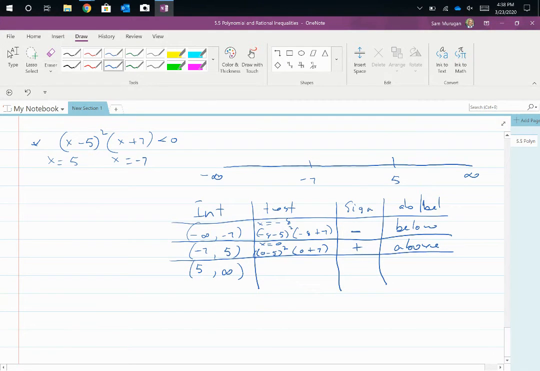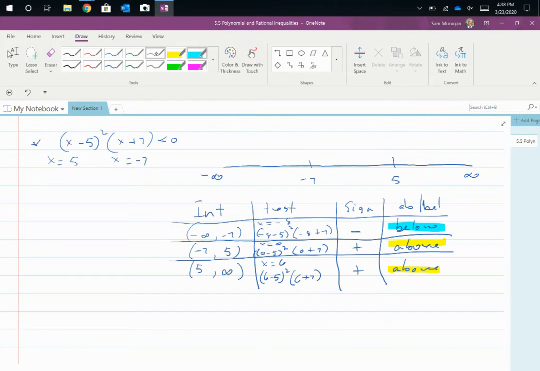And then test a number that's greater than 5, so perhaps x equals 7 or 8 or 6 or whatever you want to choose. I'm just going to go with a number that's right above. So 6 minus 5 squared times 6 plus 7, which is also a positive number, so it's above the x-axis. So we have below, then above, then above. And you can see the signs for that: minus, minus, minus, plus, plus, plus, plus, plus, plus.